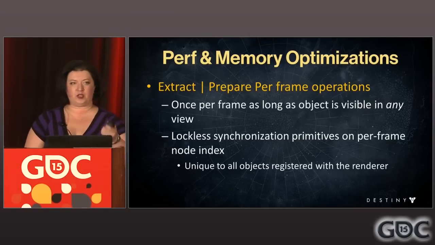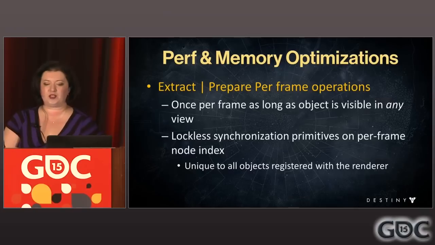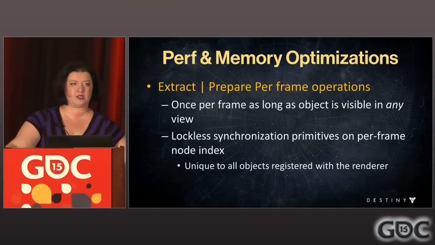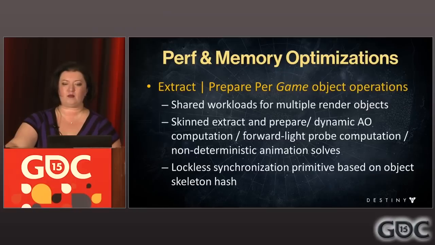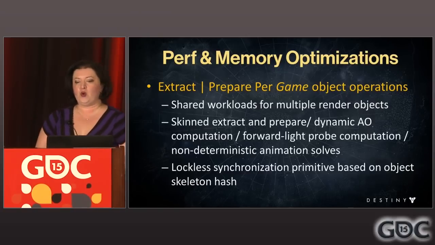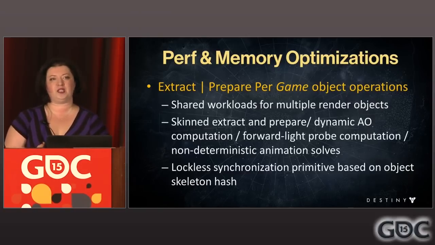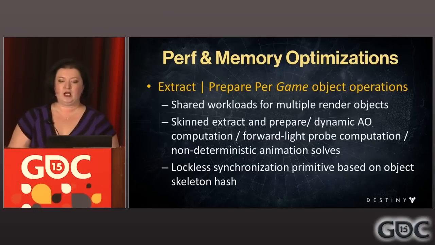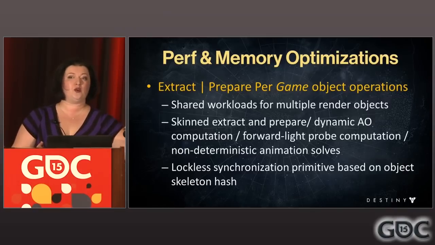In this case, for the lockless primitives, we essentially hashed it to the per frame node axis. This was unique to all objects that are registered in the renderer. For per game objects, for example, in that case of the hunter that I was showing you, we wanted to compute a lot of the computations once, even though we had a number of different features for that game object. Again, skinning, cloth simulation, but we also did dynamic AO for the objects.